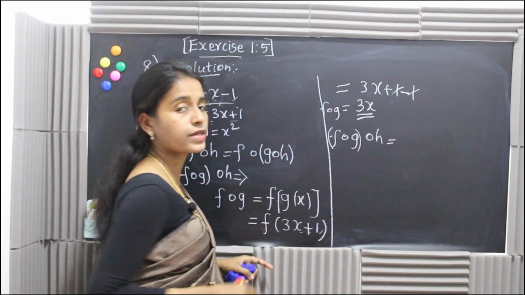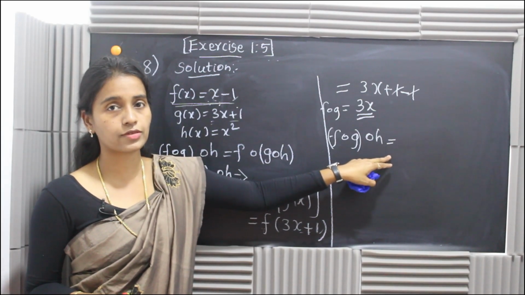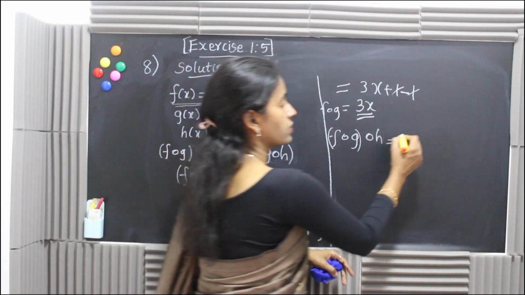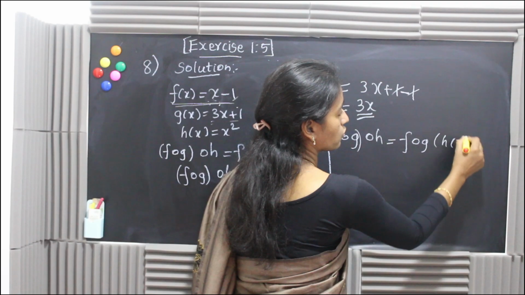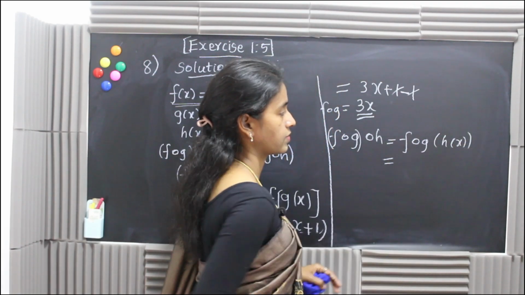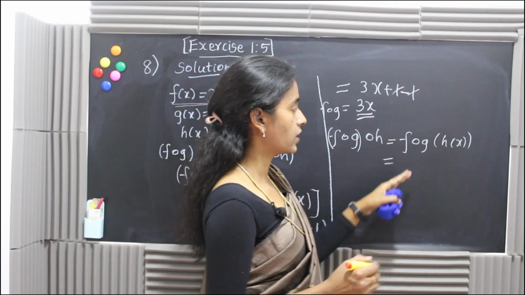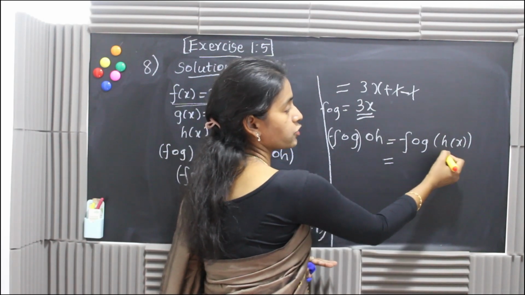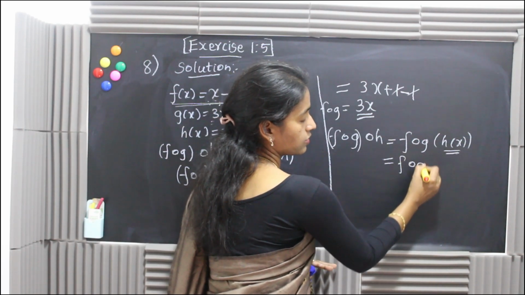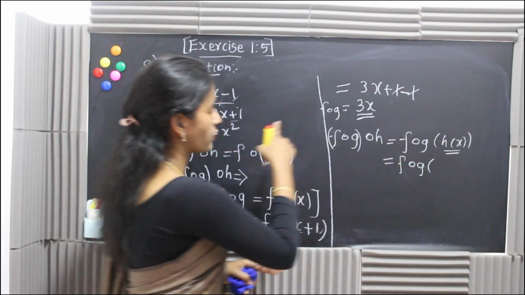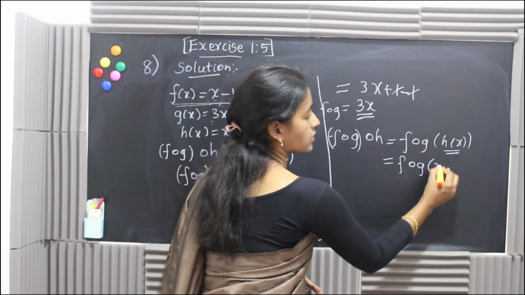So how can we expand this f of g of h according to the composition of function? We can expand f of g of h of x. Now, what will be the next step? I should apply the value of h of x here. What is the value of h of x? According to the question, it is x square, right? So, x square.